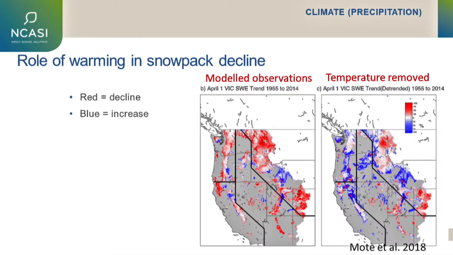Continuing with their results, this is also from their paper. In this case, taking those observations and applying it to a model. On the panel on the left, you have those modeled observations for April 1st snow water equivalent. On the right, what they've done is they've detrended the data set to remove the effect of temperature to evaluate the role of warming on that snowpack decline. And so you can see on the figure on the right that in Oregon and Washington, there are no longer large swaths of red indicating significant declines, as there were prior to the detrending of the temperature response.